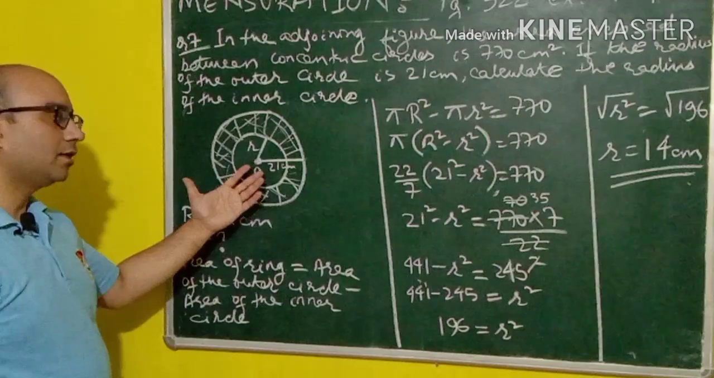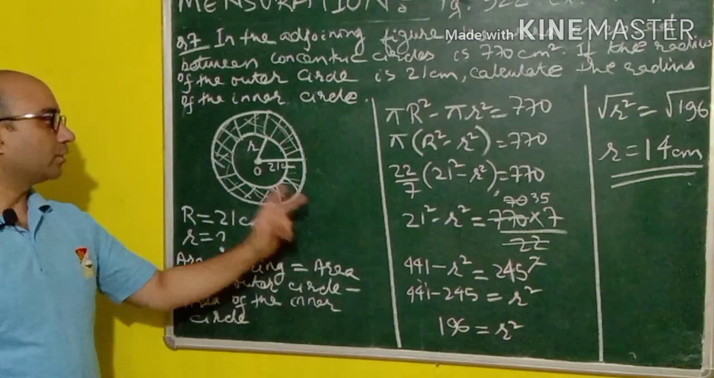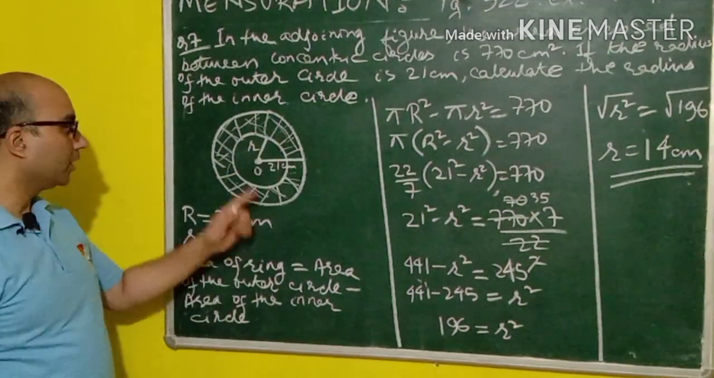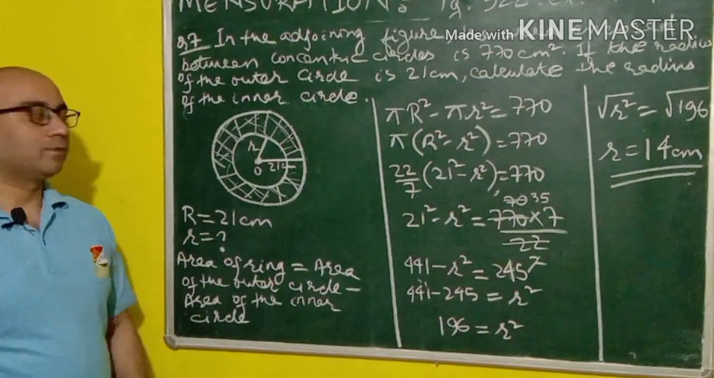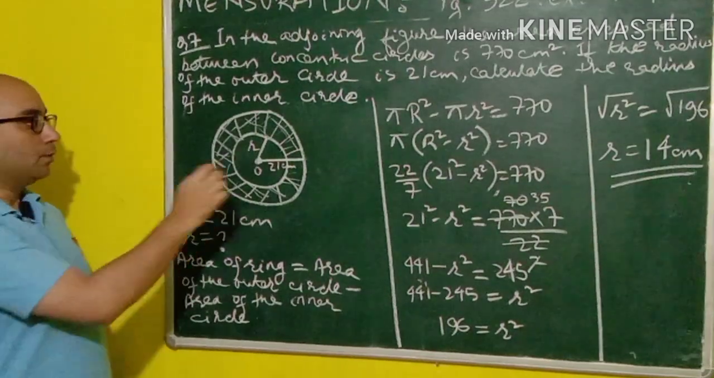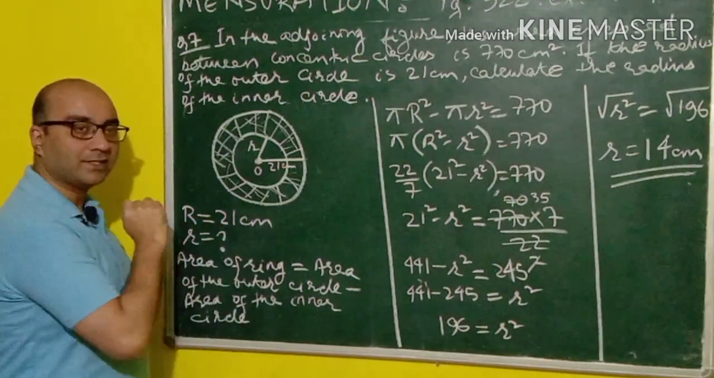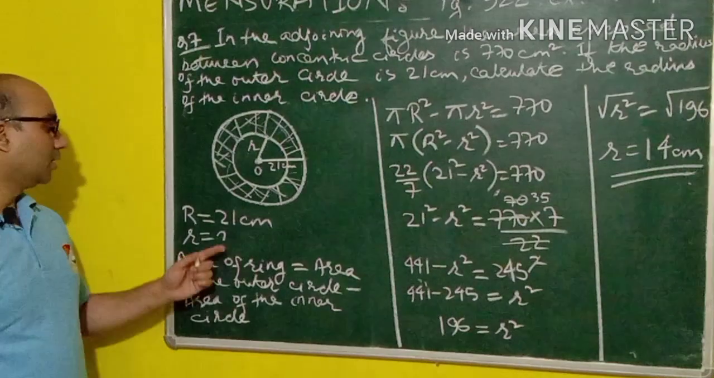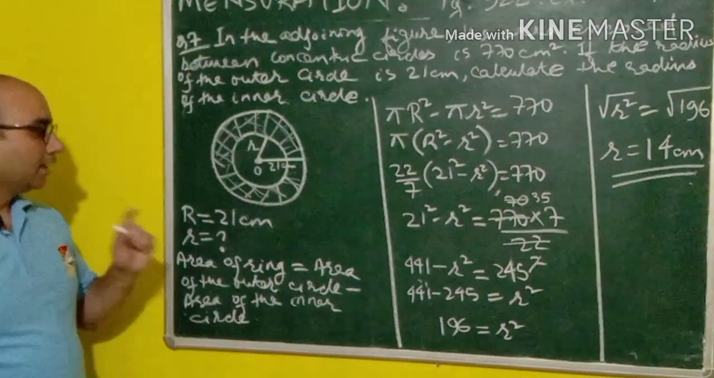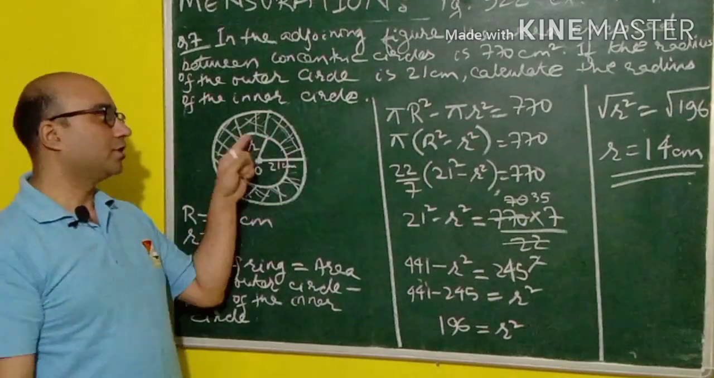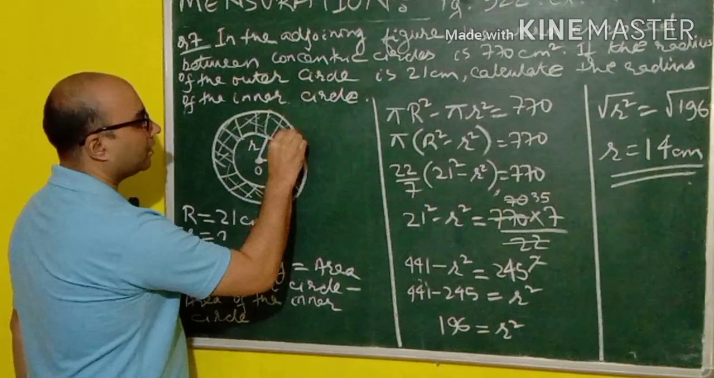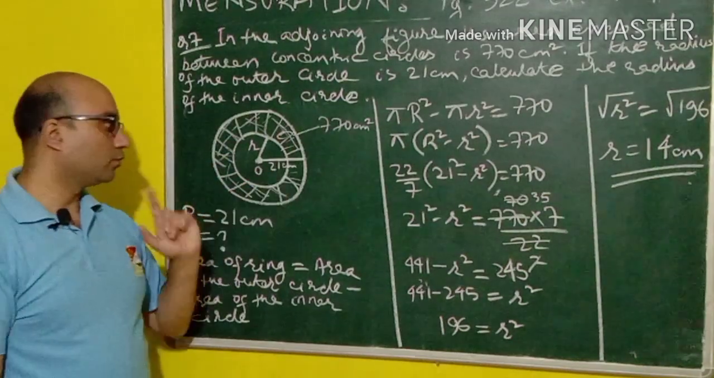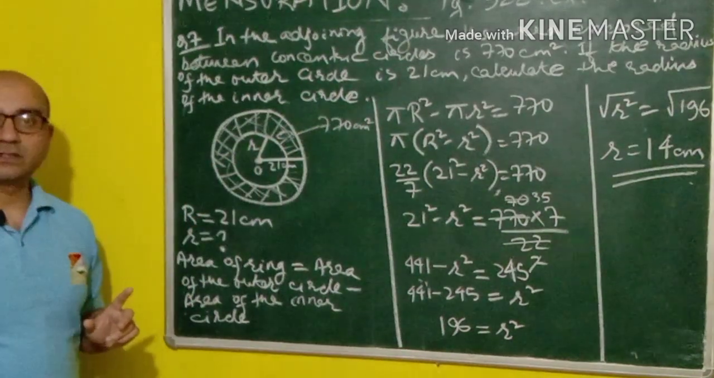If you closely look at the figure, this is in the form of a ring. 2 concentric circles form a ring, like the ring which you wear on your fingers. So capital R is equal to 21 centimeters. Why have I written capital R is equal to 21 centimeters? Because the radius of the bigger circle, the outer circle, is 21 centimeters, and small r is equal to question mark. Small r means the radius of the smaller circle, which is what we are looking for. It is given in the question that the area of the shaded region, that means the area between 2 concentric circles, is 770 centimeters square. With this information, we need to find the radius of the inner circle, the smaller circle.